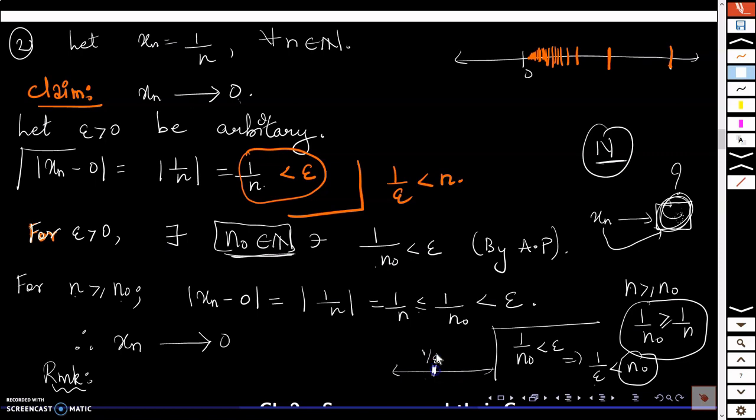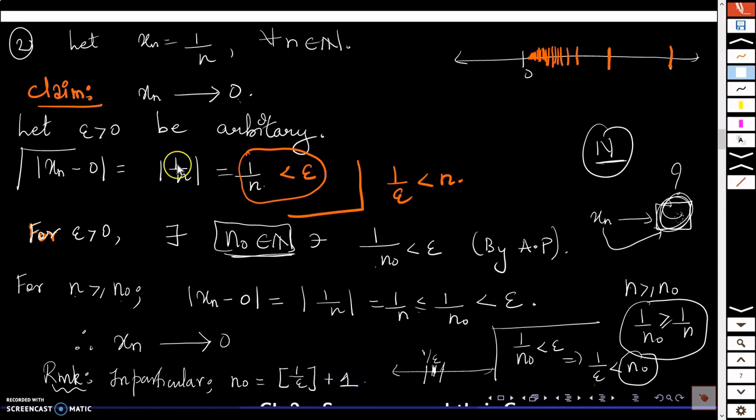What I will do, I will take the integral part of 1 upon epsilon, so that will give me the previous natural number here, and to this integral part I can add 1, that will give me the next natural number here, right? So in particular, if you want to explicitly write what is that n naught, then you can choose n naught to be the integral part of 1 upon epsilon, and you can add 1 to that.